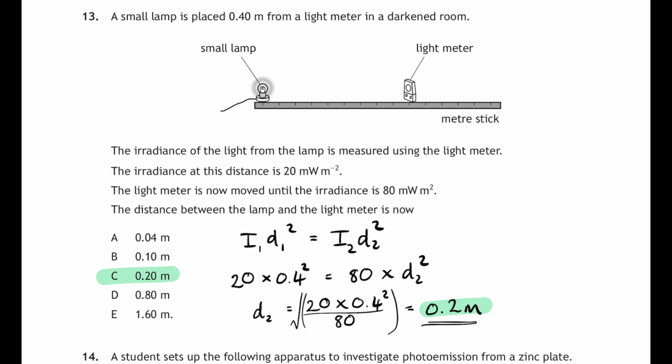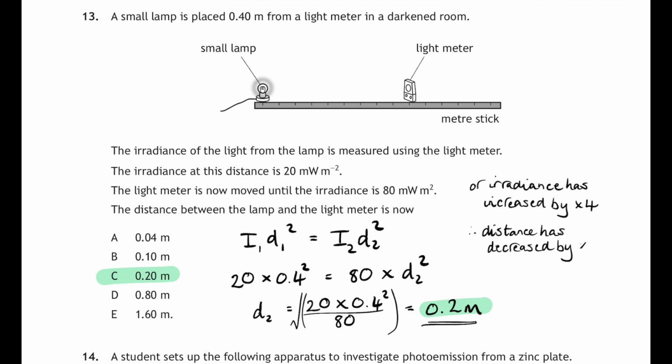Now the other way you could have done it is by realising that because the irradiance has increased by 4 times, then the distance must have decreased by 2 times.